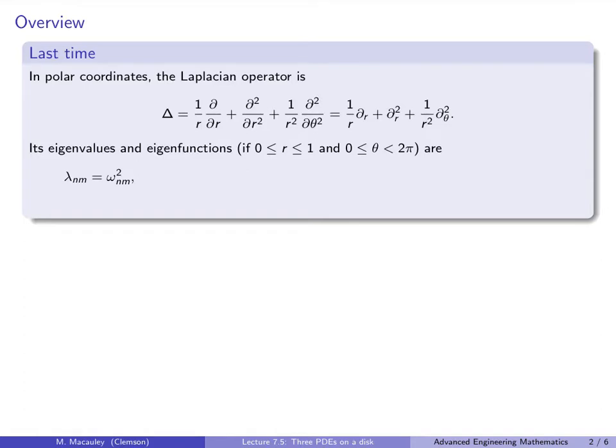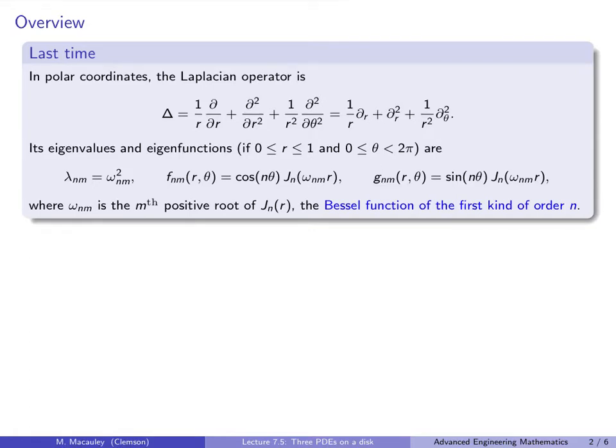The eigenvalues and eigenfunctions of this operator for the unit disk, that is, if r goes from 0 to 1 and theta goes from 0 to 2 pi, the eigenvalues are omega_nm squared, and the eigenfunctions are of the form cosine of n theta times J_n of omega_nm r and sine n theta times J_n of omega_nm r, where omega_nm is the mth positive root of J_n of r, which is the Bessel function of the first kind of order n. Slightly differently, if you have a disk of radius a instead of 1, then you divide by a: you have omega over a squared for the eigenvalues, and then you have omega over a in here.